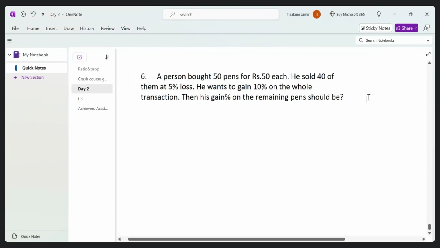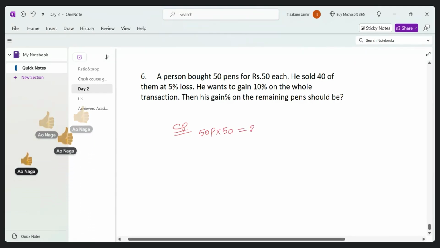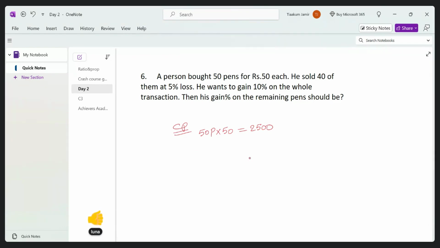A person bought 50 pens for 50 rupees each. That means bought means what? Cost price. Of what? 50 pens. Per pen it was 50 rupees. Total cost price will be what? 2,500 rupees. He sold 40 of them at 5% loss. That means selling price out of 50 pens, 40 pens, with 50 rupees cost price each.